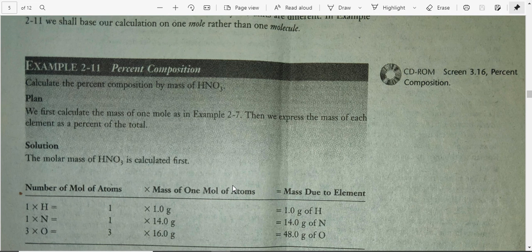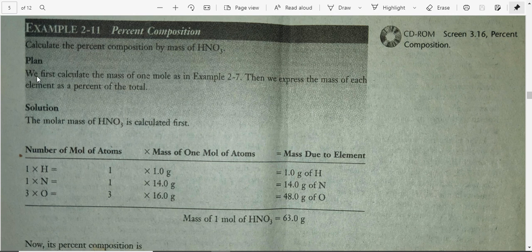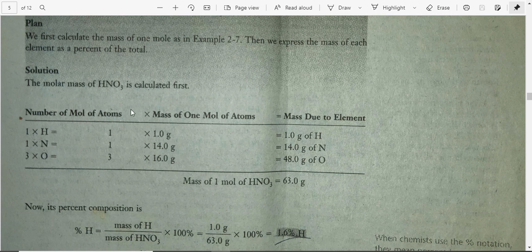Okay, so first plan is we need to calculate the mass of each element, then get the percentage. In the solution, the molar mass of each is calculated first. Therefore, you have 1 hydrogen, 1 nitrogen, and 3 oxygen, as shown by the subscripts. The atomic mass of your hydrogen is 1. The atomic mass of your nitrogen is 14.